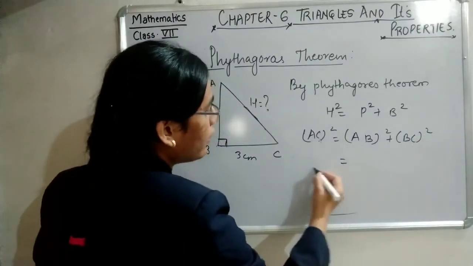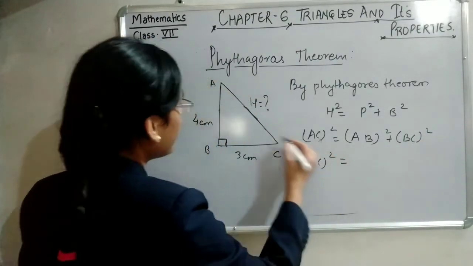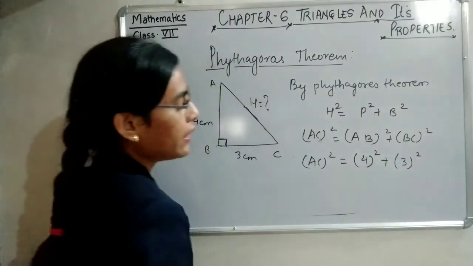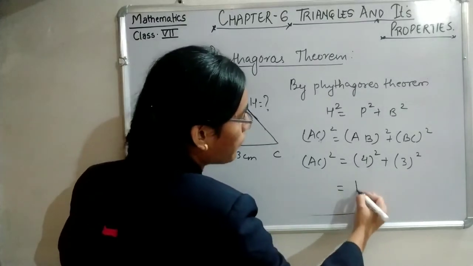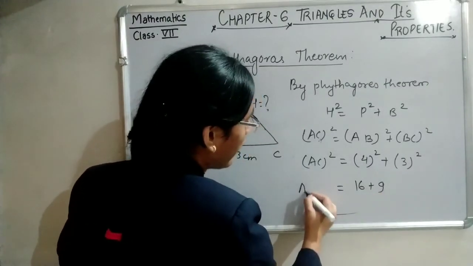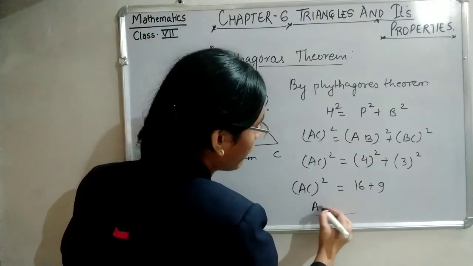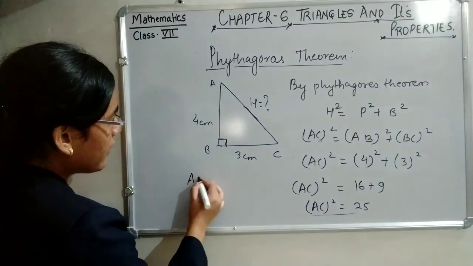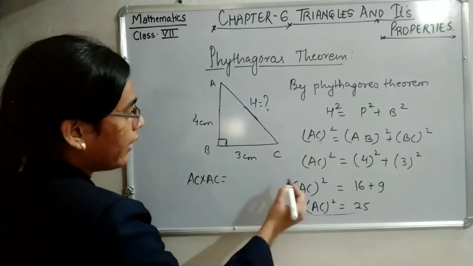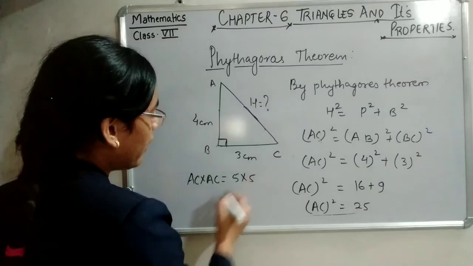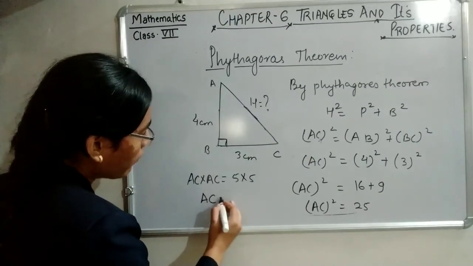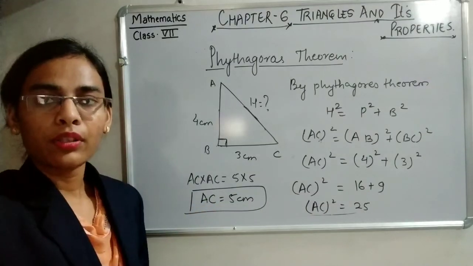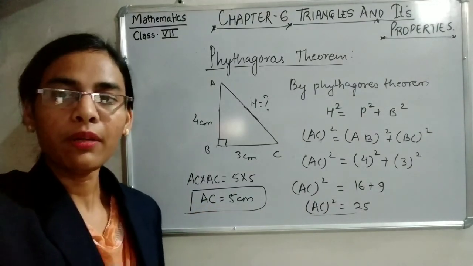Here we have the value for AB square, that is 4 square plus 3 square, BC is 3. So here 4 square will be 16 and 3 square will be 9. AC square is 25. Now AC square means AC into AC, and 25 will be 5 multiplied by 5. So AC will be equal to 5 cm. In this way we have found out the hypotenuse of a given triangle using the Pythagoras theorem.